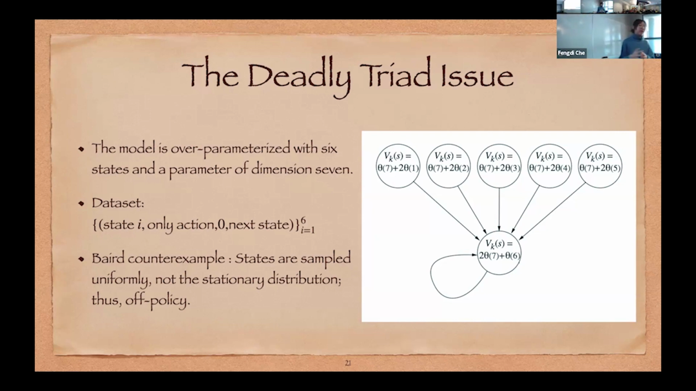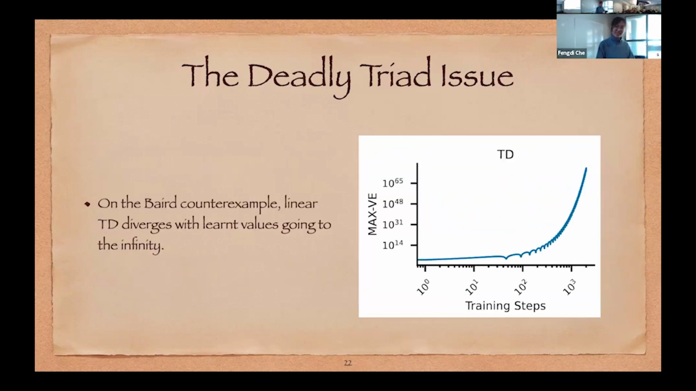And we consider a data set where each transition shows up once. So in this data set, all states are sampled uniformly, still not a stationary distribution. The stationary one will concentrate on the last state with the self loop. So it's still off-policy learning. And in this over-parameterized model, TD still diverges. So it basically tells us, no, over-parameterized TD does not solve our issue.